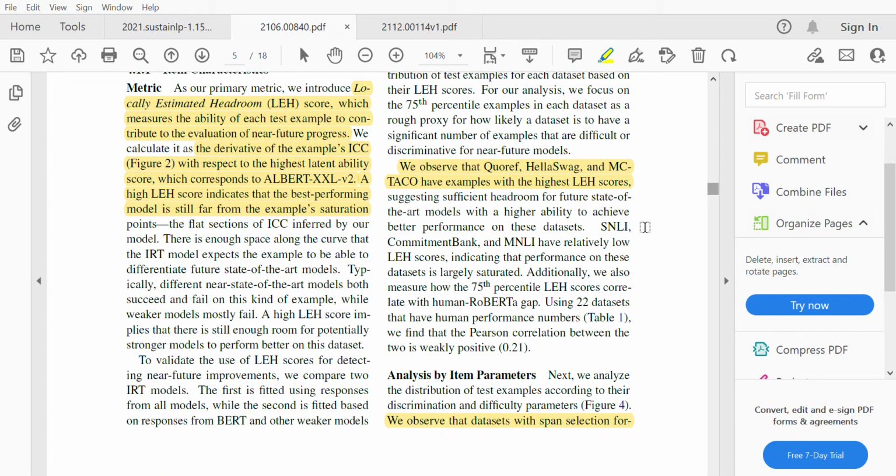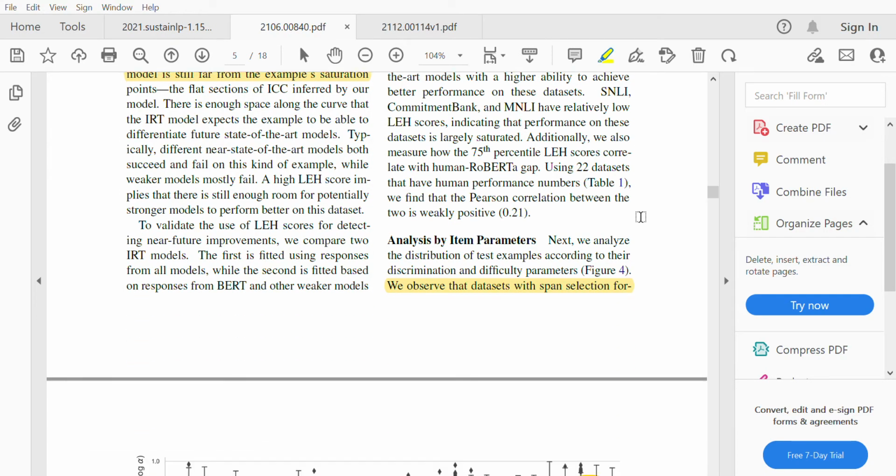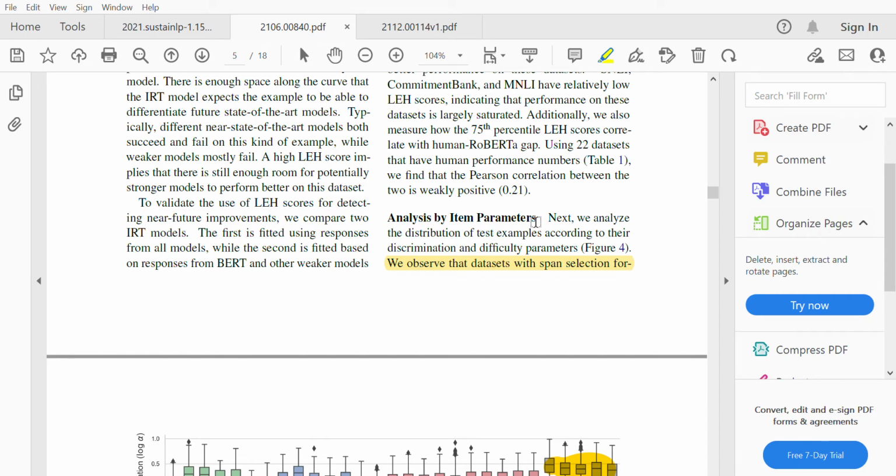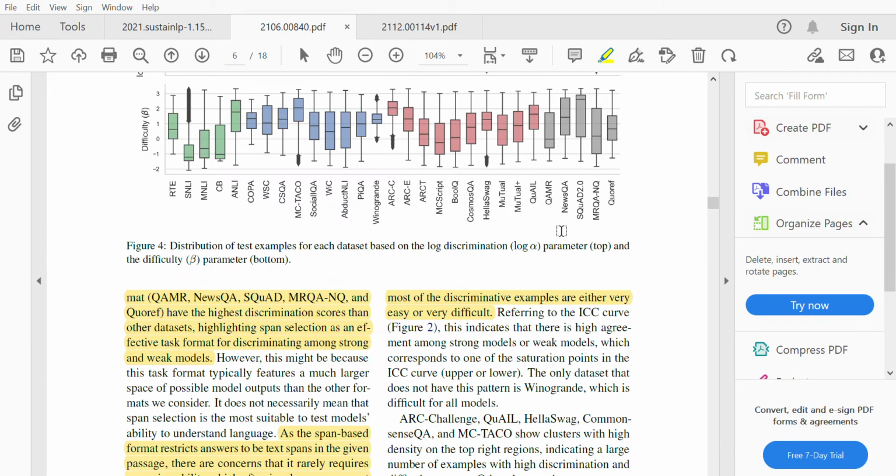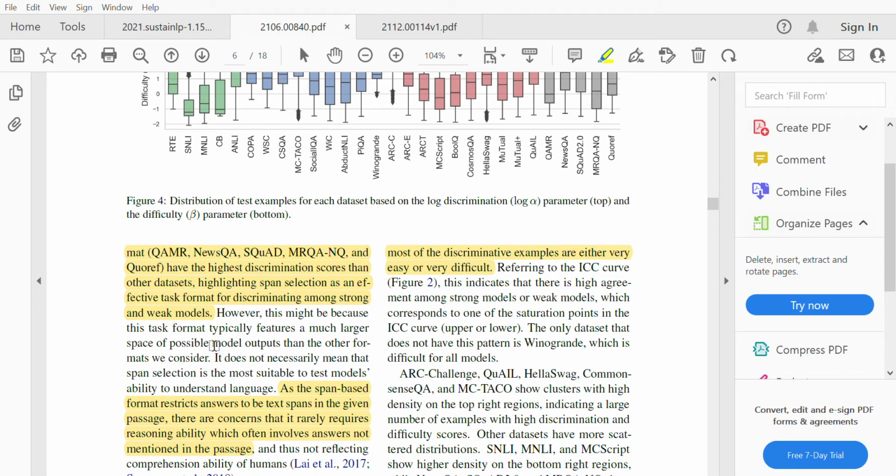This is great, but they have a lot of other dimensions by which they are looking at this. They want to look at the distribution of test examples according to the discrimination and difficulty parameters. They show this in figure 4. Data sets with span selection, basically all these QA data sets, have the highest discrimination scores compared to other data sets. Again, discrimination, let's just say, bad models do poorly, good models do well. So this highlights span selection as an effective task format for discriminating among strong and weak models.